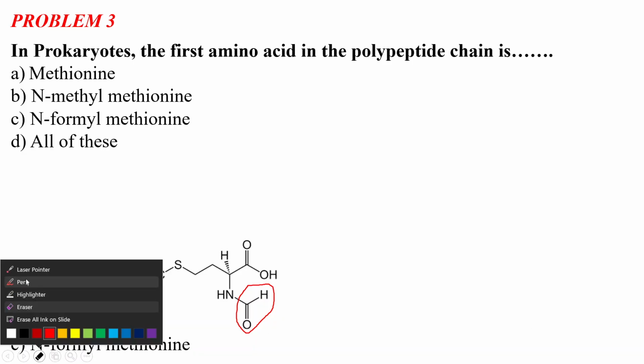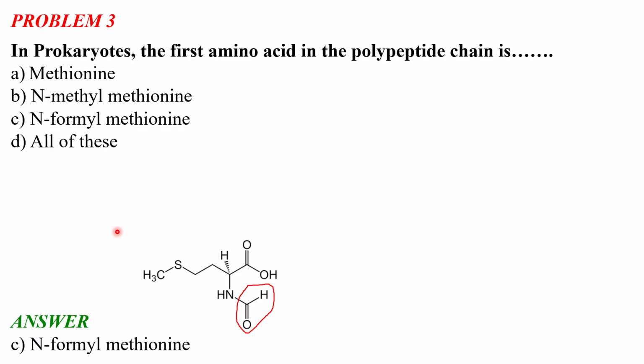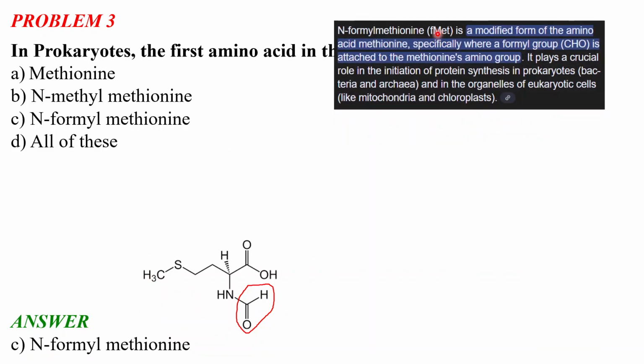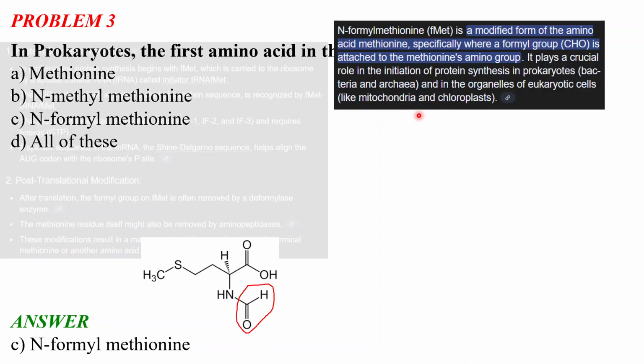In eukaryotes, methionine is the first amino acid, but in prokaryotes, the first amino acid in the polypeptide chain is this formylated methionine, or N-formyl methionine, also denoted as F-met. Met is the short form of methionine, which is widely used. N-formyl methionine is a modified form of methionine where a formyl group, CHO, is attached to the methionine amino group. It plays a crucial role in the initiation of protein synthesis in prokaryotes, bacteria, archaea, and organelles of eukaryotic cells like mitochondria and chloroplasts.